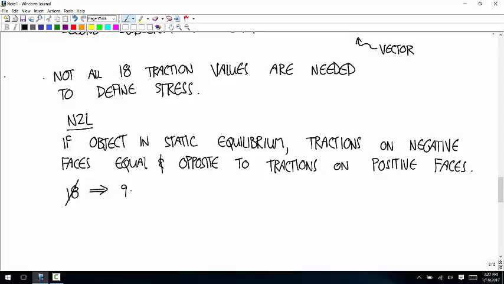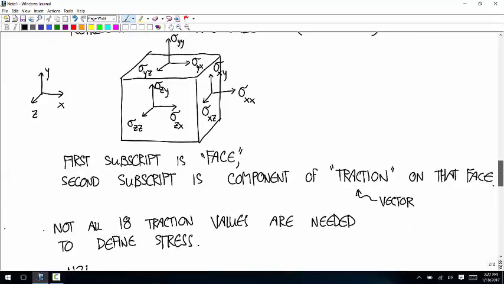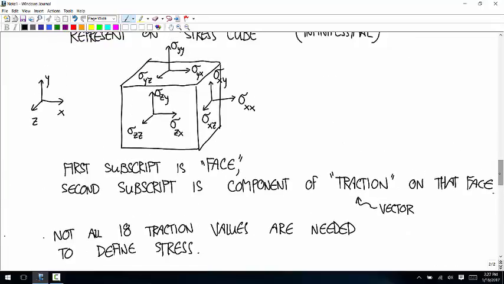No, we're going to do it all in 3D. It is all going to be 3D. On each face there are 3 components, 3 vector components. So on the x face there are three, on the y face three, and on the z face three.